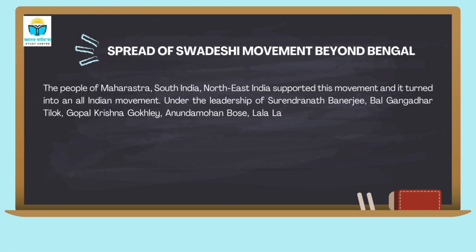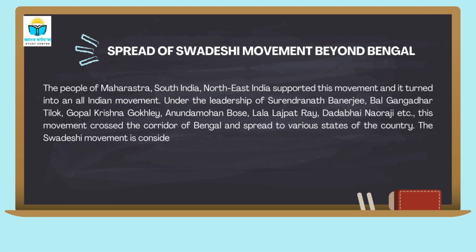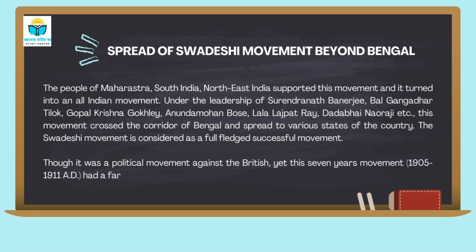Spread of Swadeshi movement beyond Bengal. The people of Maharashtra, South India, Northeast India supported this movement, and it turned into an all-Indian movement. Under the leadership of Surendranath Banerjee, Bal Gangadhar Tilak, Gopal Krishna Gokhale, Anunda Mohan Bose, Lala Lajpat, Dadabhai Naoroji, etc., this movement crossed the corridor of Bengal and spread to various states of the country.